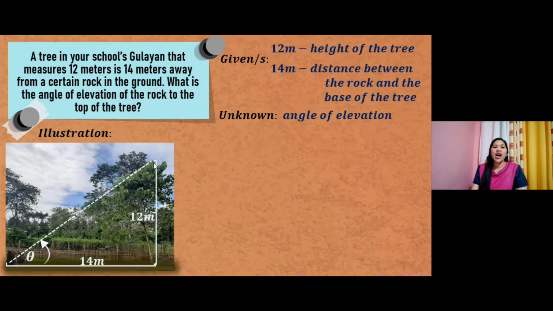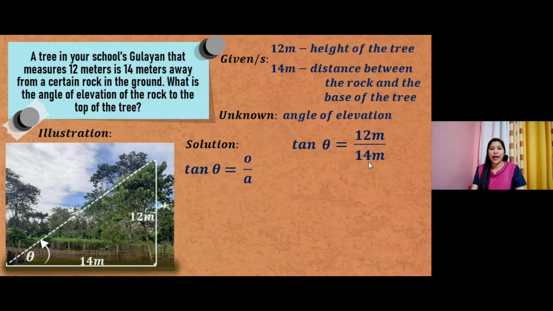So you have here our solution. So we have tangent ratio, opposite over adjacent. So here we're looking for theta, so we can simply copy tangent of theta, and then we replace our opposite and adjacent values. So opposite, that's 12. So you have here 12 m over the adjacent, that is 14 m. So m and m here in your numerator and denominator will be canceled out. So you have here 12 over 14.